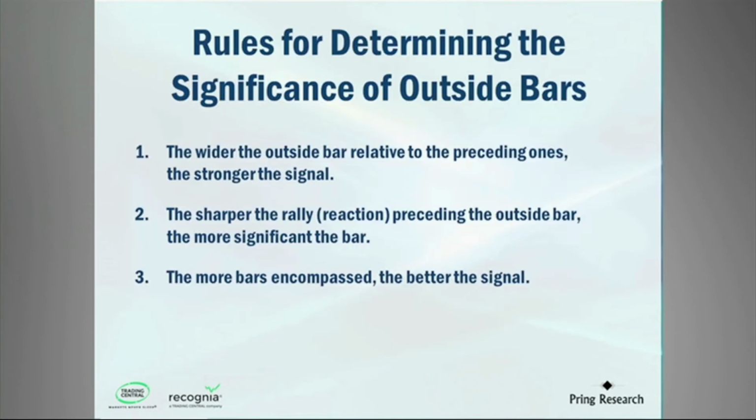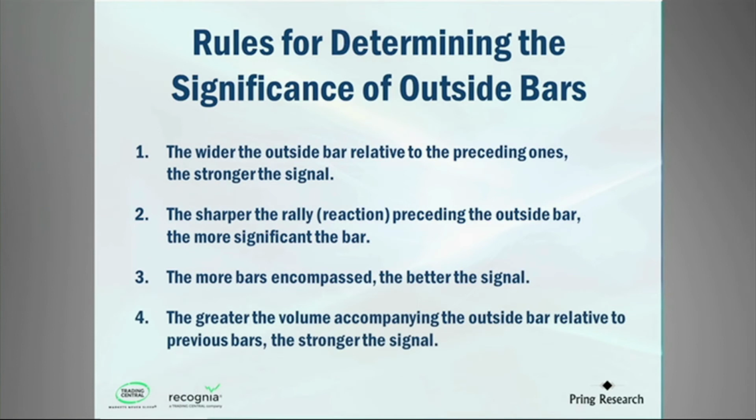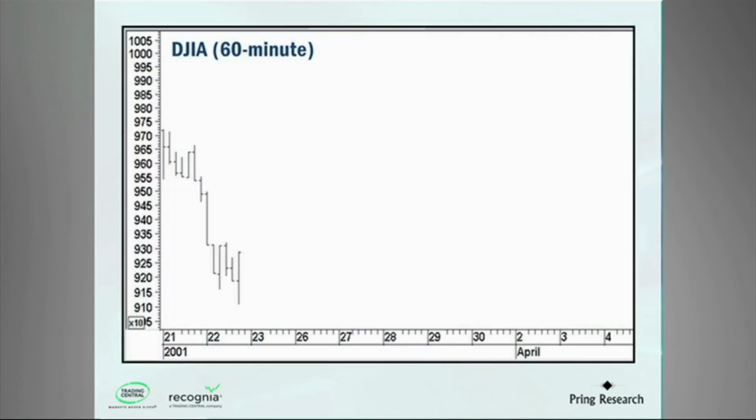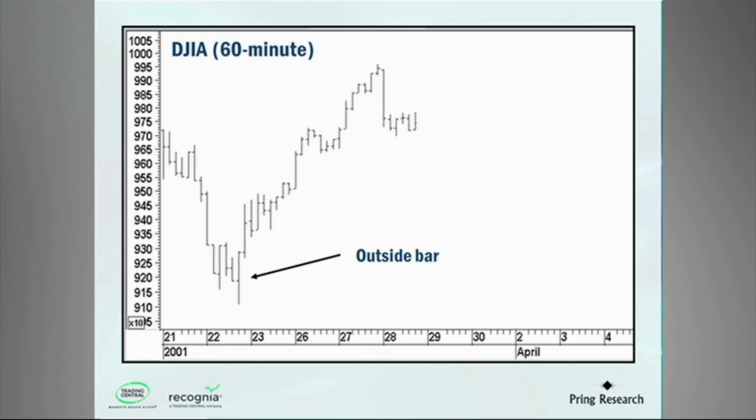The greater the volume accompanying the outside bar relative to previous bars, the stronger the signal. Now we're looking at a 60-minute chart for the Dow. At the end of the decline, we see a nice outside bar. And if I uncover more of the action, you can see that it was followed by a sharp rally. Just remember, there's nothing here that would have told you that the advance would be so strong. Just an outside bar that signaled a reversal in trend. Note that in this instance, it was possible to draw in some resistance, which when surpassed, acted as confirmation for the outside bar.